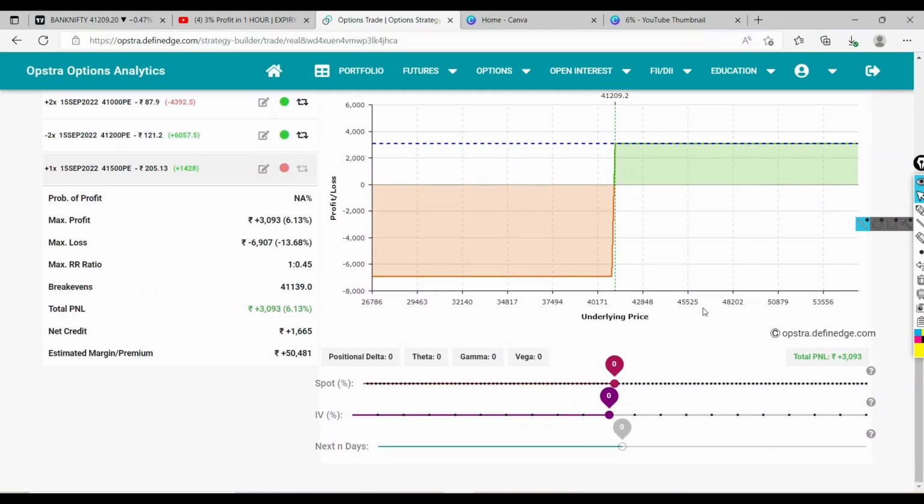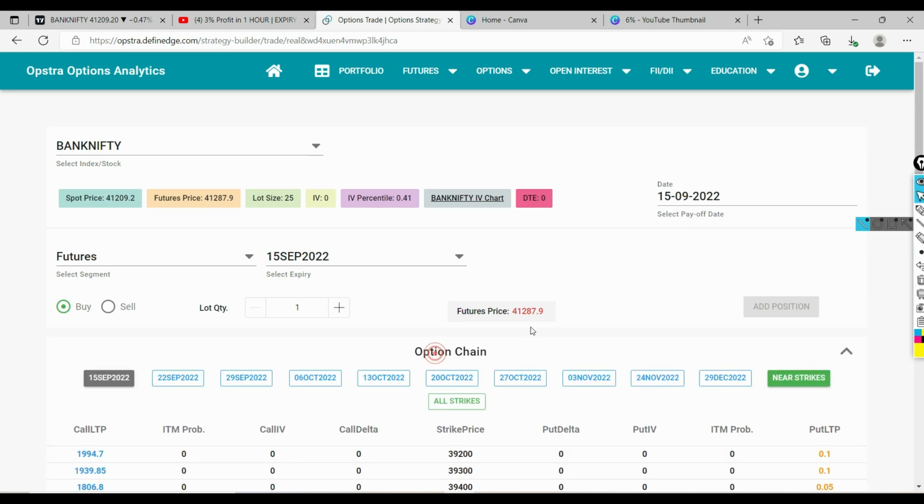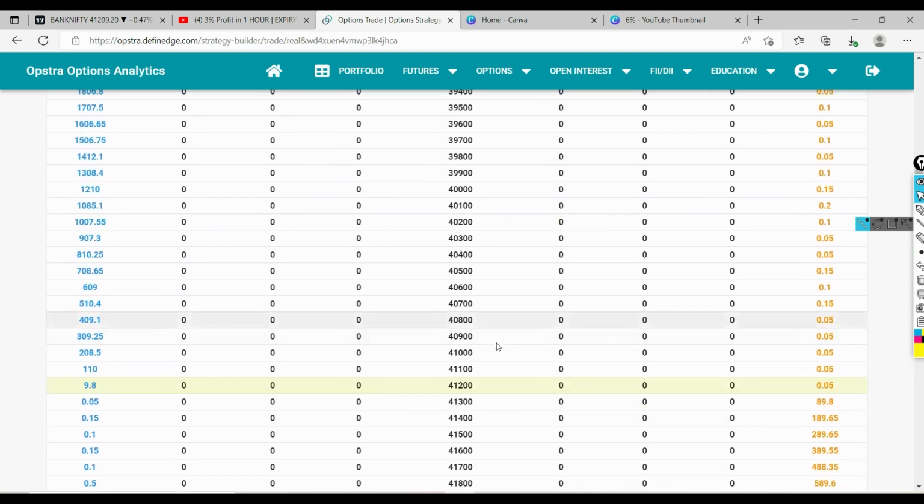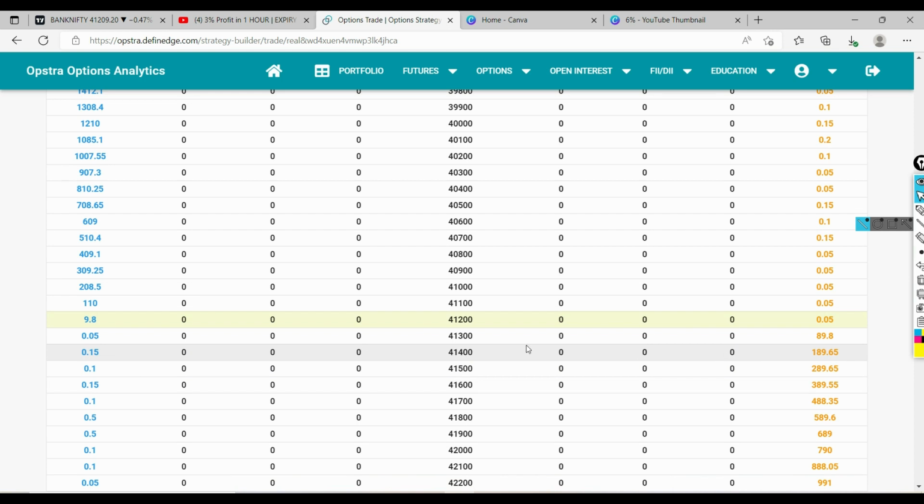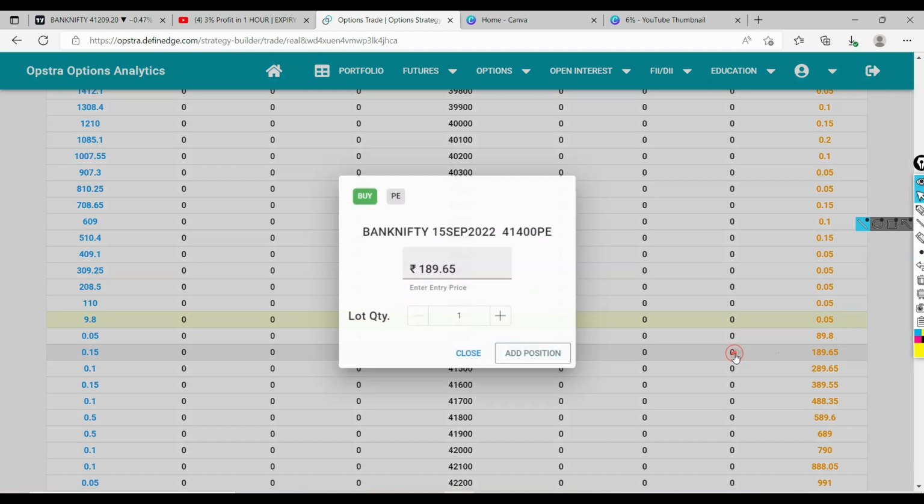Let me take you to the option chain. I could have told you this, but I'll explain it. 41,400, I bought this. At what price did I buy this?